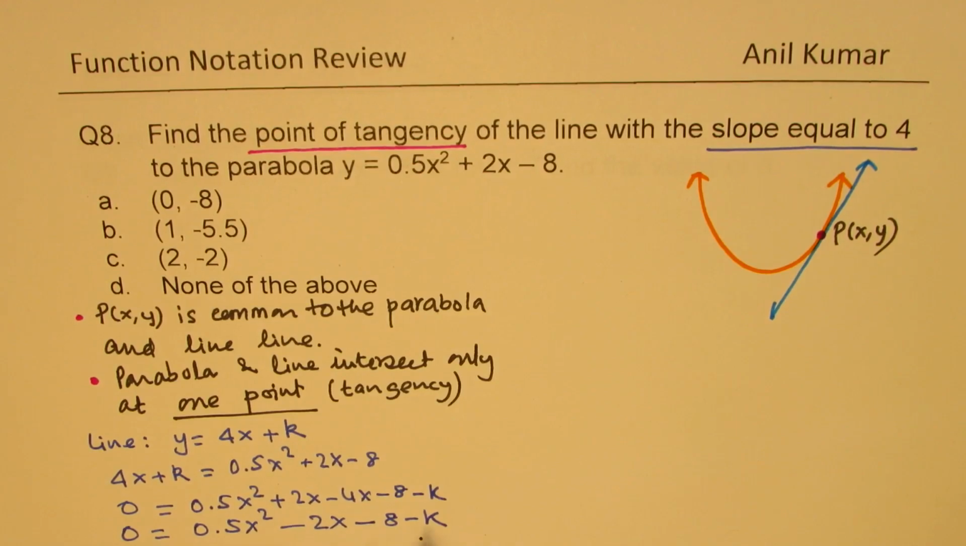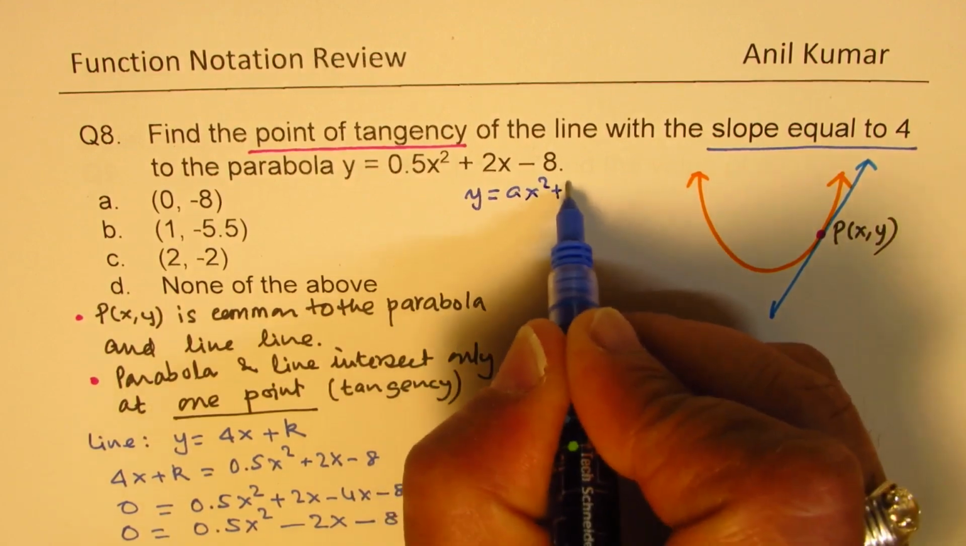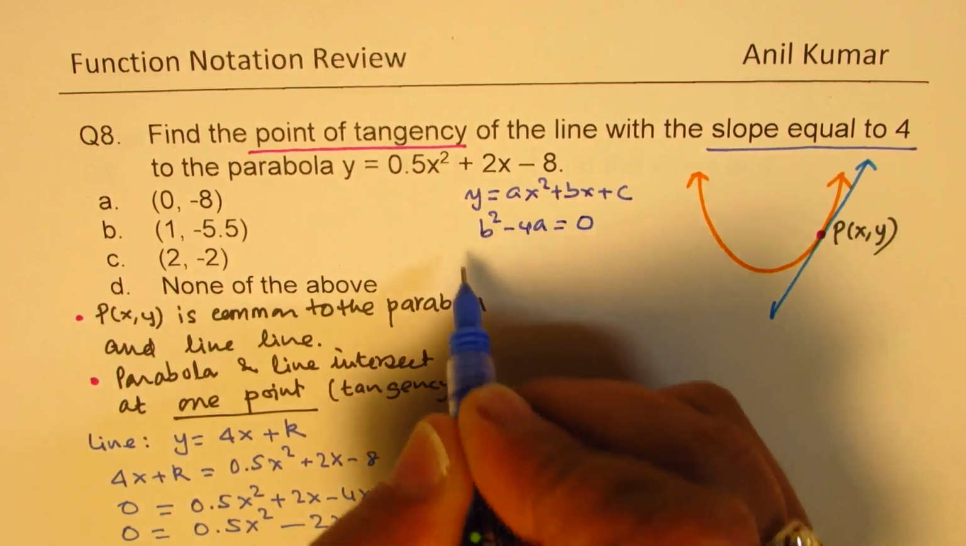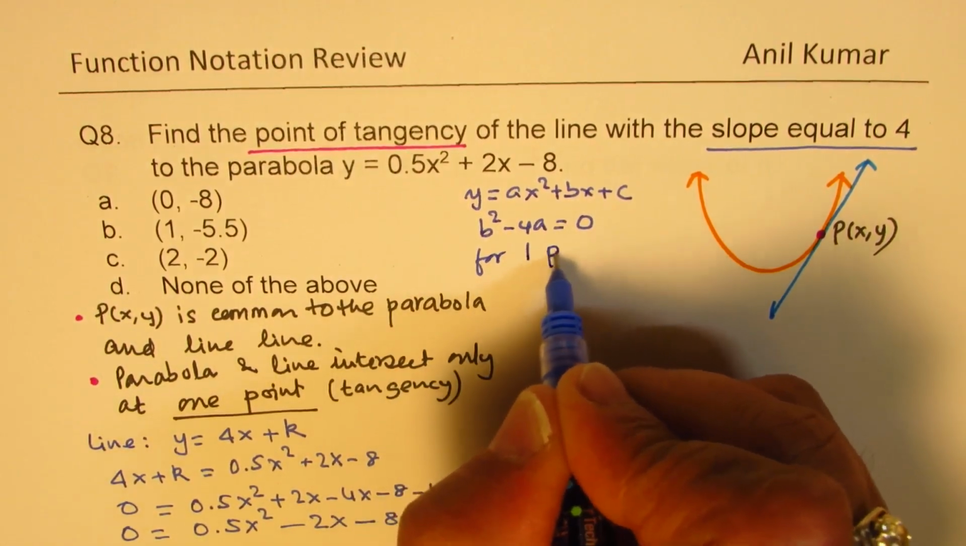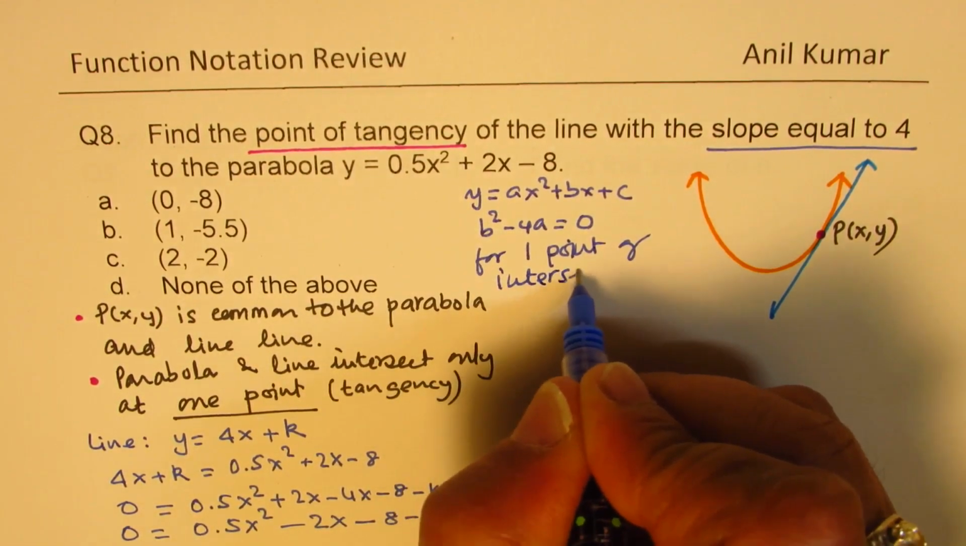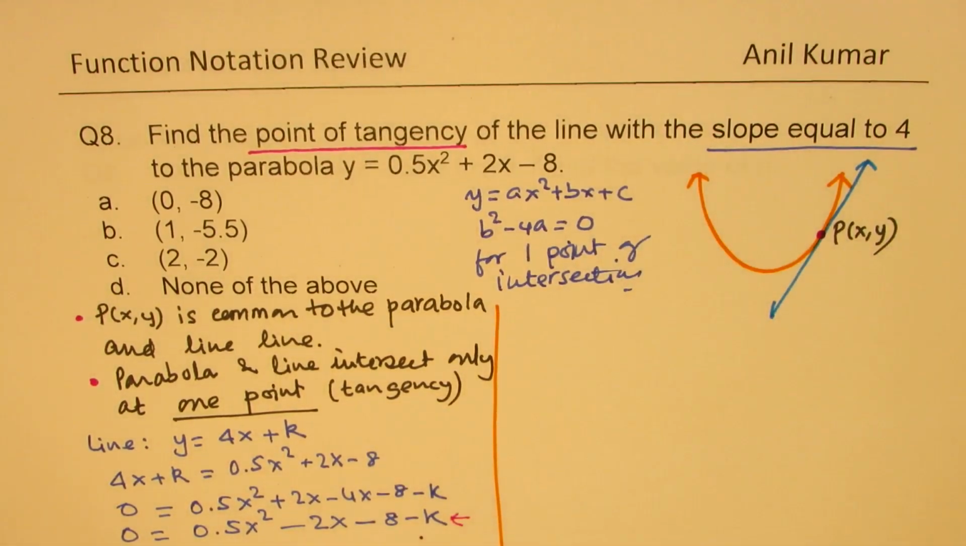How do we find k? Now in this, we'll use our strategy, which is that the line intersects only at one point. So let's recall that if you have a quadratic ax squared plus bx plus c, then b squared minus 4ac should be equal to 0 for one point of intersection, or the condition for tangency. Is that correct? So we'll use this particular concept to solve further.